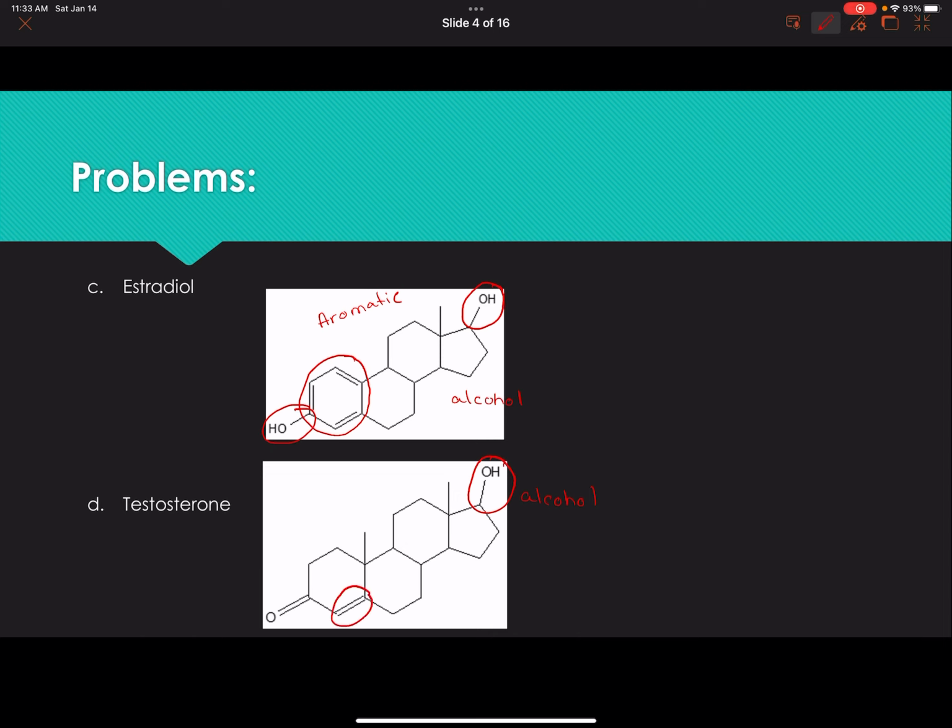I do have this double bond here. It's just a double bond between carbons, so that makes it an alkene. And then I have this C double bond O. That C double bond O is attached to other carbons, so it is a ketone. And again, we're going to look at each of these functional groups in more detail.